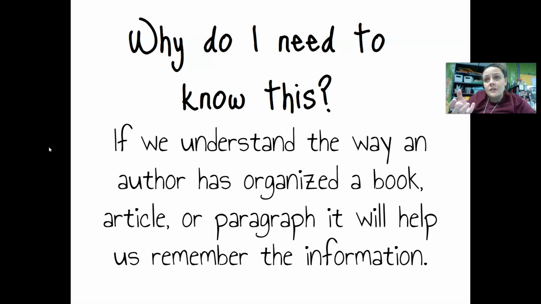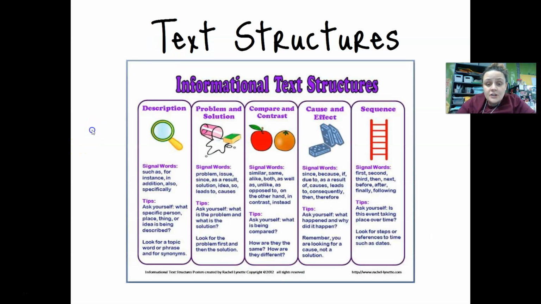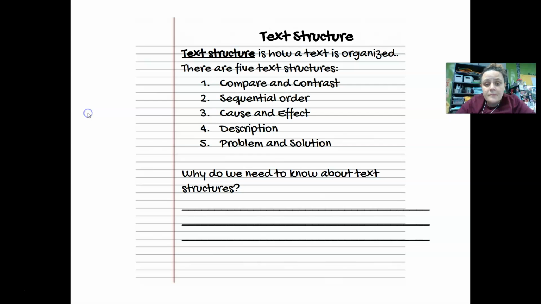Now we're going to shift our focus from stories to informational nonfiction text. And we're going to be looking at how an author organizes informational text. Here are the 5 ways that authors organize informational text: description, problem and solution, compare and contrast, cause and effect, and sequencing. These might sound familiar from 3rd grade. We're going to be going through each of them.